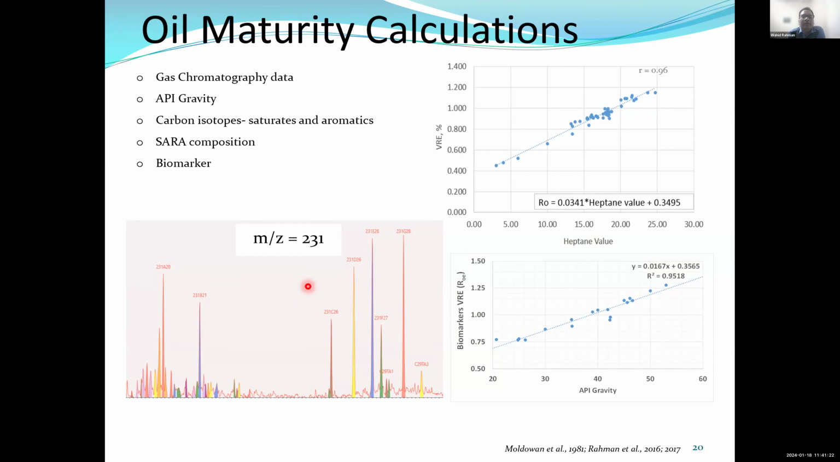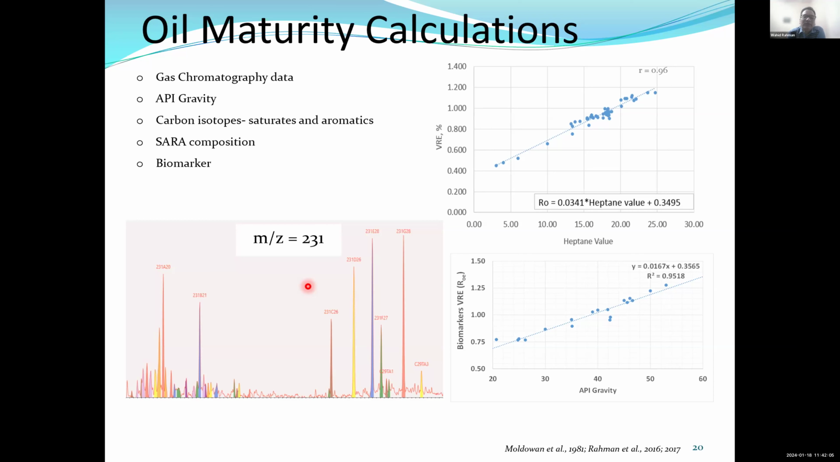Here on the right-hand side at the top, we have the heptane value, the C7 component. We calculate a value, and then that value is correlated with the thermal maturity equivalent from triaromatic steroid biomarkers or any other sort of biomarkers. You see the correlation coefficient is almost 100%, 0.96. And at the bottom right, you have API gravity for all these oils against the biomarker maturity equivalent from triaromatic steroids. You can see that relationship is also almost 100%, 0.95. So that's very unique.